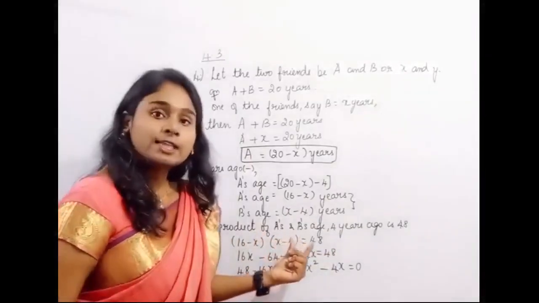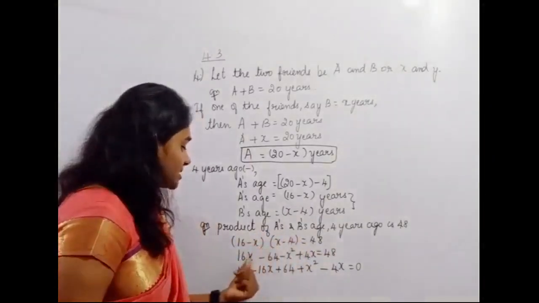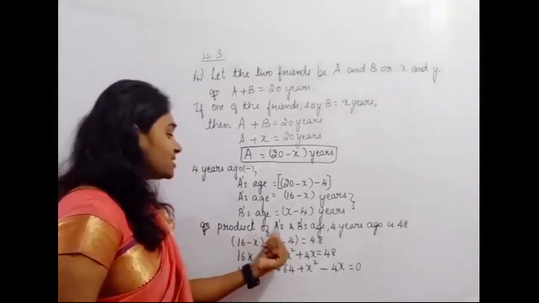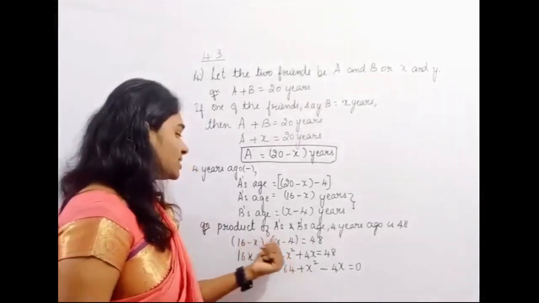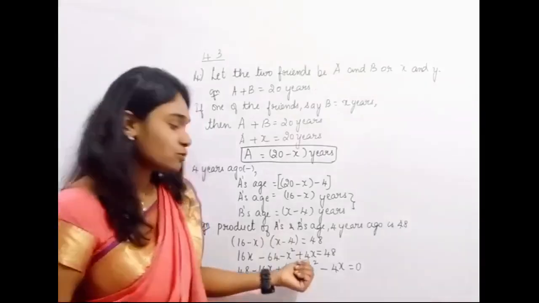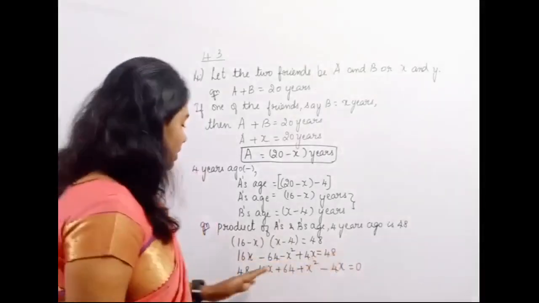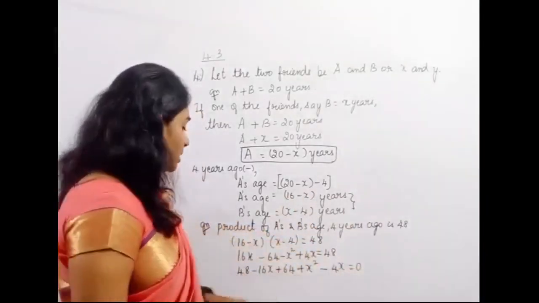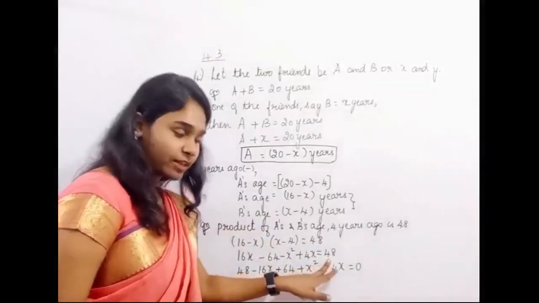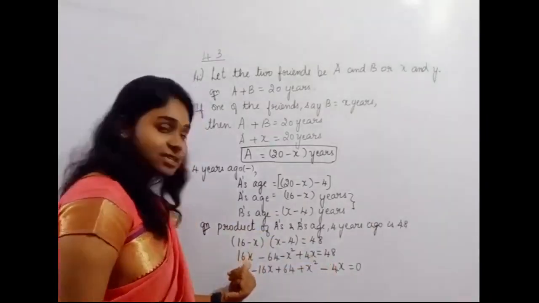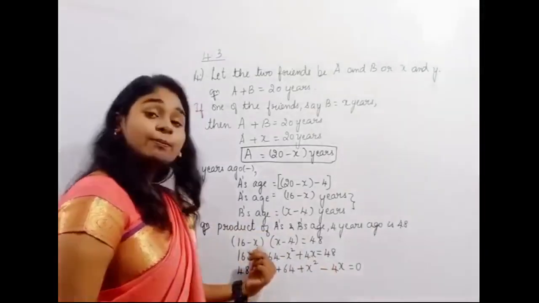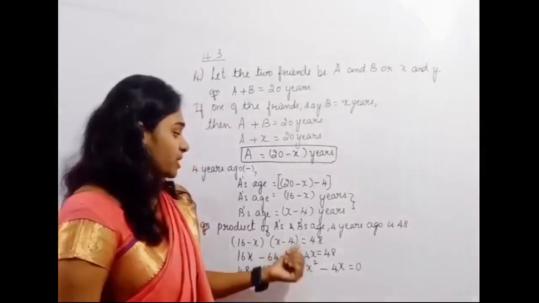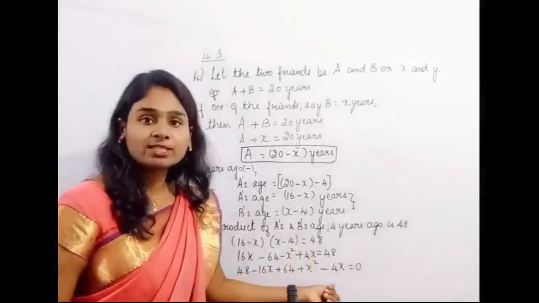Now shifting all the terms in my LHS to the RHS, what do we get? So 48 as it is, 16x becomes minus 16x, minus 64 becomes plus 64, minus x square becomes plus x square, and plus 4x becomes minus 4x is equal to 0. So therefore, when you shift all the terms to the right hand side, you get 0.